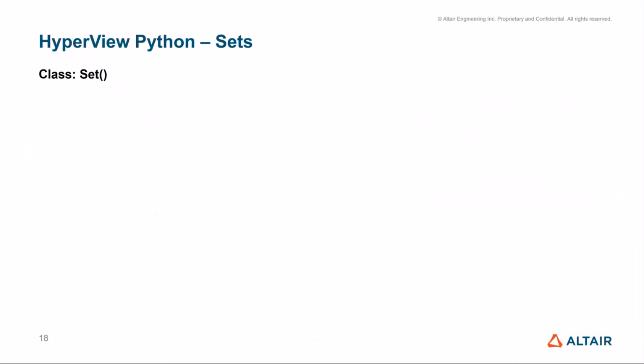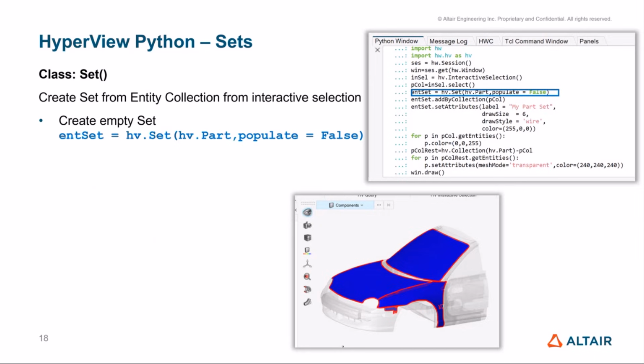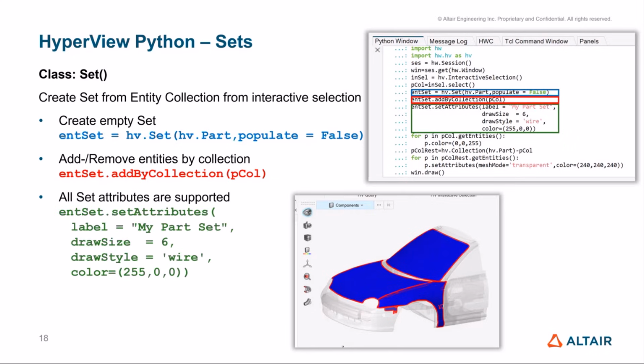Then we will turn now to sets. Set, we have now full support. Set here in this example, I create a set from an entity selection. The main command here is I create here the set entity. If I create a set, the entity binding, the top part has to be provided, or element or node. When I populate false, it will be an empty set. If I don't give this one, I get all the entities in the active model. Then I can add and remove entities by collection from this set, and then I can do the attributes, whatever you know from the GUI side.